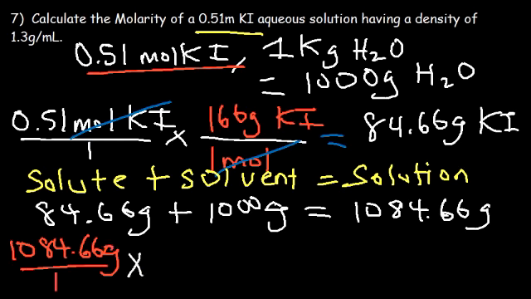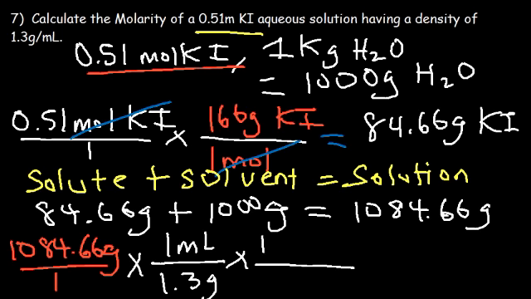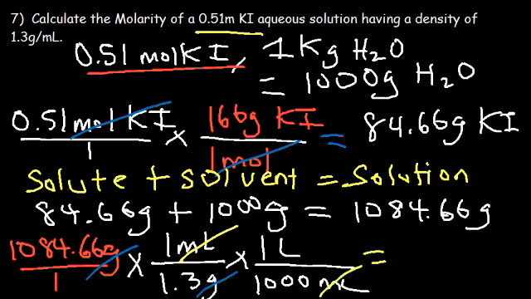So keep in mind the density applies to the solution. So there are 1.3 grams of solution for every 1 milliliter. And we know that there's 1 liter for every 1,000 milliliters. So the units grams of solution cancel, and the units milliliters of solution cancel as well. So 1084.66 divided by 1.3, and then take that number divided by 1,000, you should get 0.8344 liters of solution.